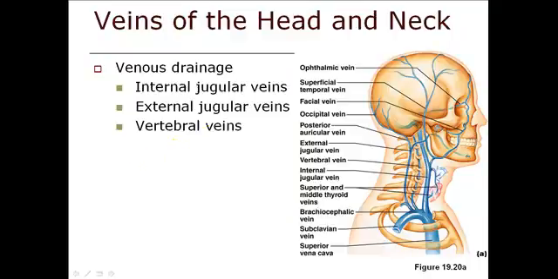Okay, so internal and external jugulars, superficial temporal, all of these are going to drain back down to the internal and the external jugulars, right? These are the jugulars here, and they're going to drain into the brachiocephalic. And then the subclavian is coming from the right arm here. Those are going to come back, and they're all going to go into the superior vena cava.